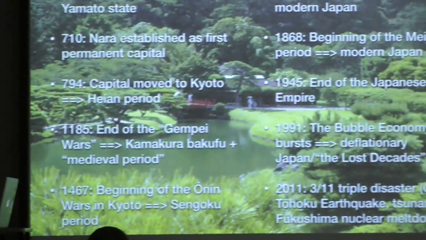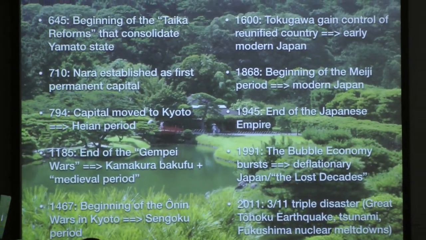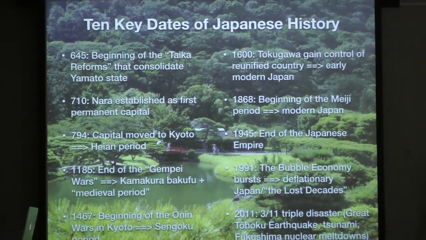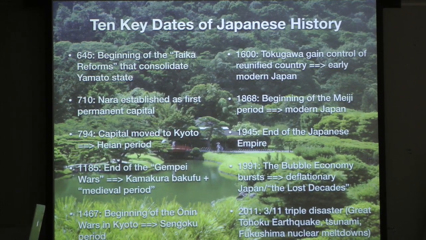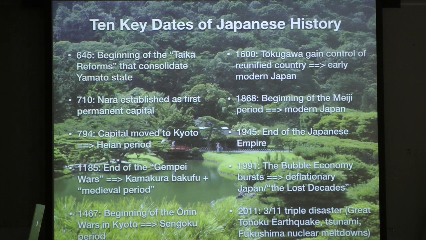All right, so the 10 key dates of Japanese history, you could take others for sure, but these are some good ones. So 645, the beginning of the so-called Taika reforms, which your textbooks probably paint as sort of one event that happened one time with this definitive group of dudes. In actuality, it was more like the first of sort of a 3-phase process.